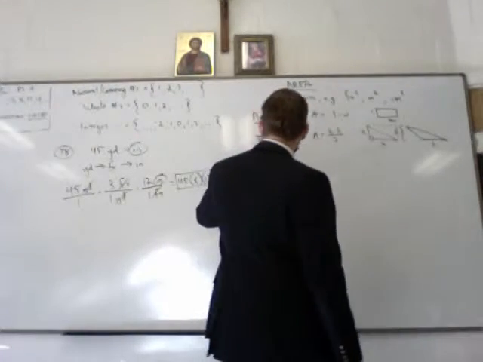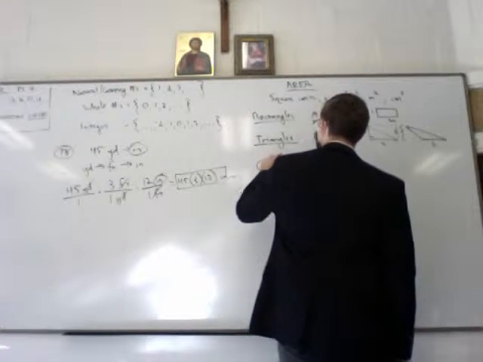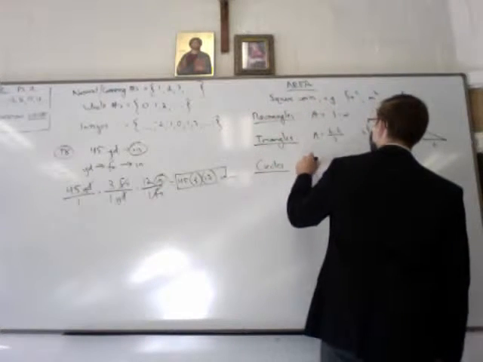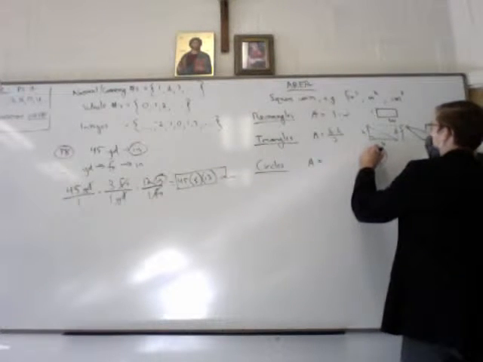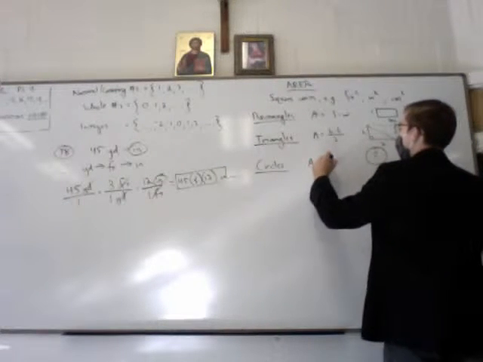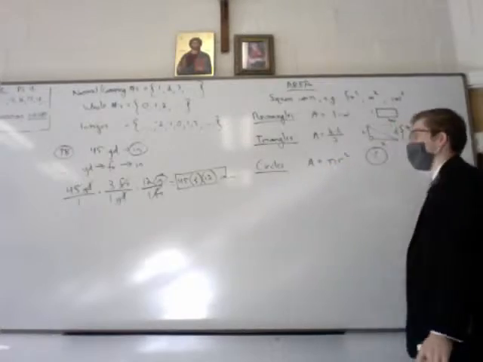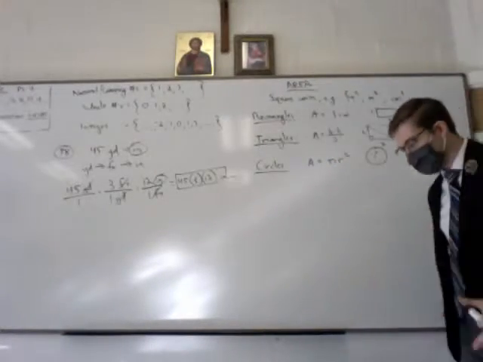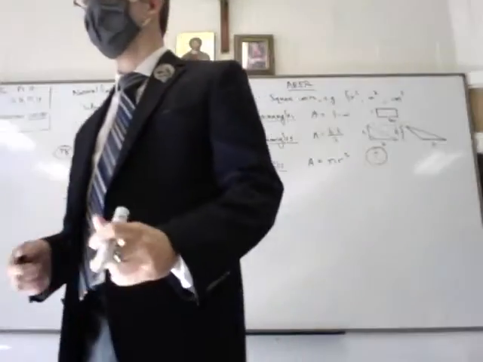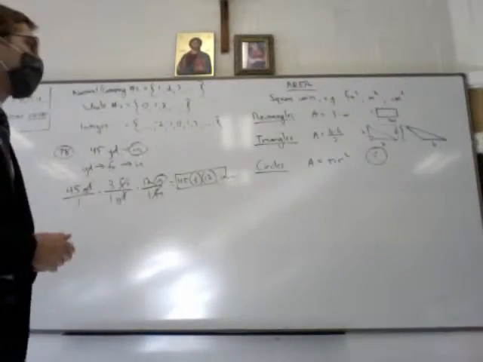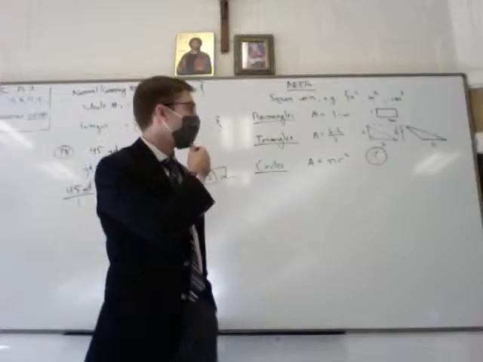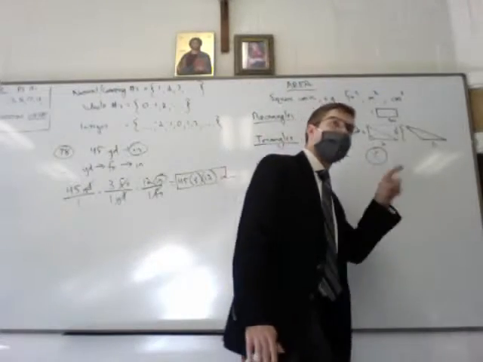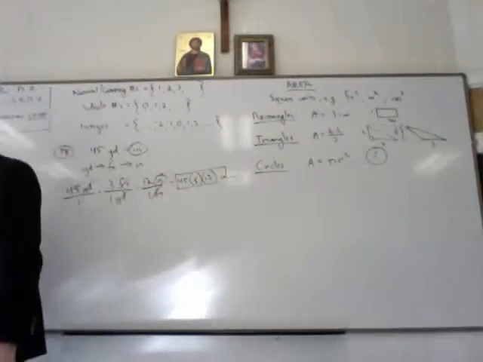Circle. What's the area of a circle? Pi r squared. Be careful, do not get this mixed up with the circumference, 2 pi r. Those are not the same. Multiplying by 2 and squaring the radius are not the same, for every single circle.